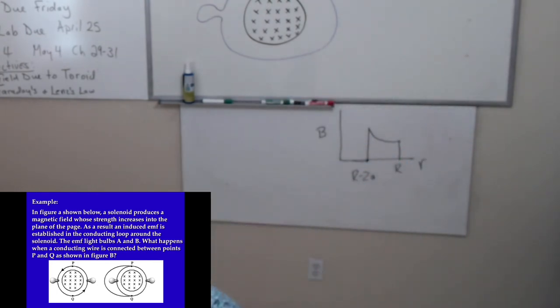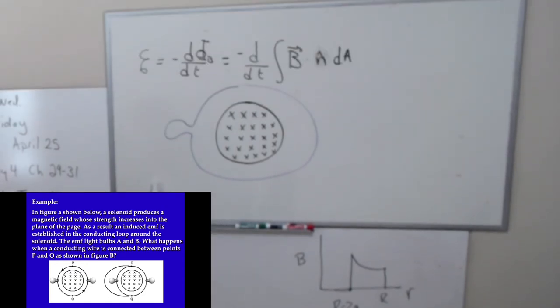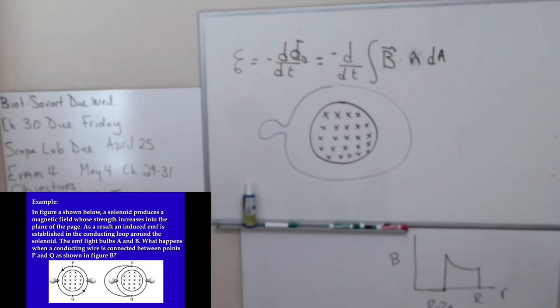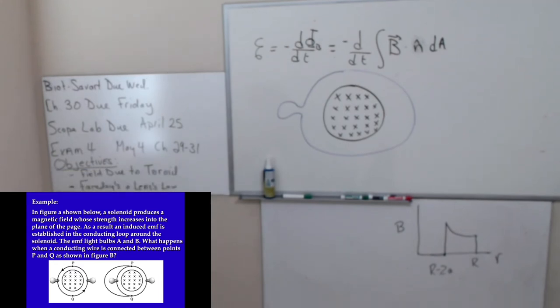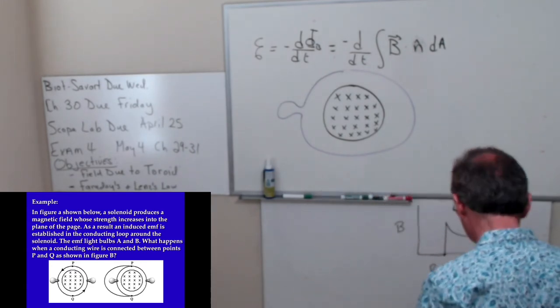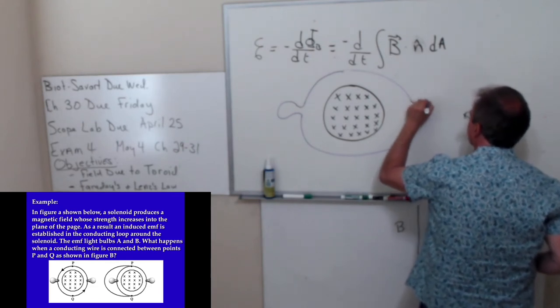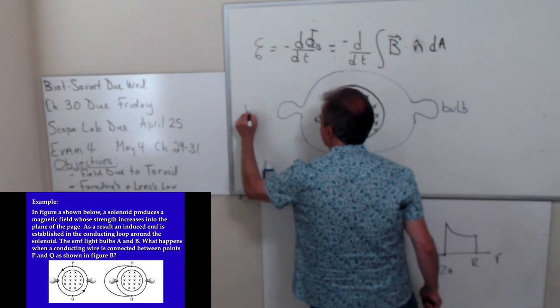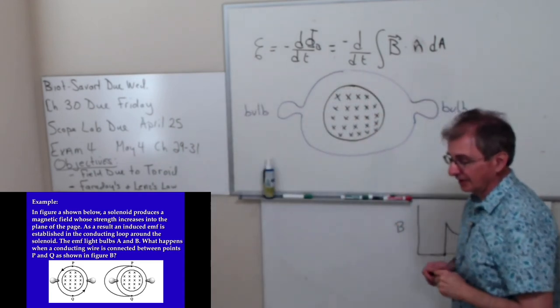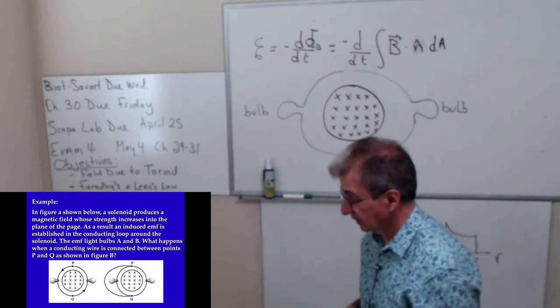Can you shift the camera a bit? Oh, sorry, I'm zoomed in too much. And again, I apologize for how blurry it is. That better? I mean, it's not that great because it's blurry, but let me put a bulb over here. I know it's not as good as the picture in the PowerPoint notes. Okay, so this is a bulb. And let's say the magnetic field increases into the board.